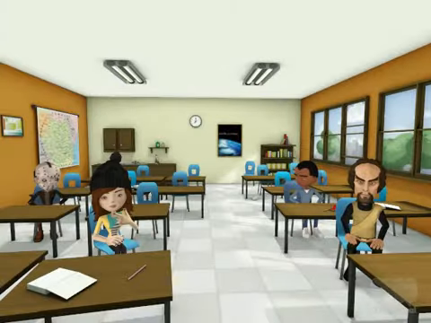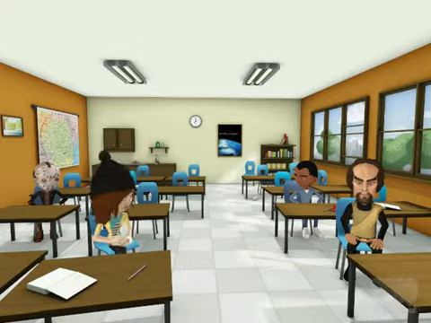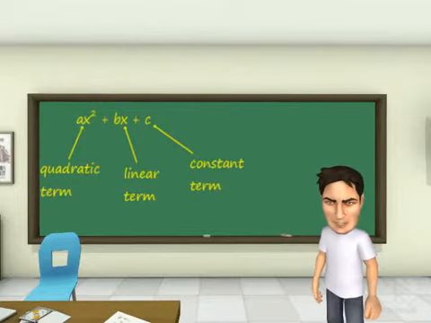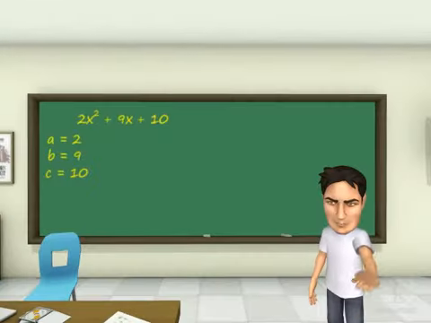So Mr. Wade, can you give an example with numbers, please? We should do a simple one first. Let's try 2x squared plus 9x plus 10. First let's put it on the board.